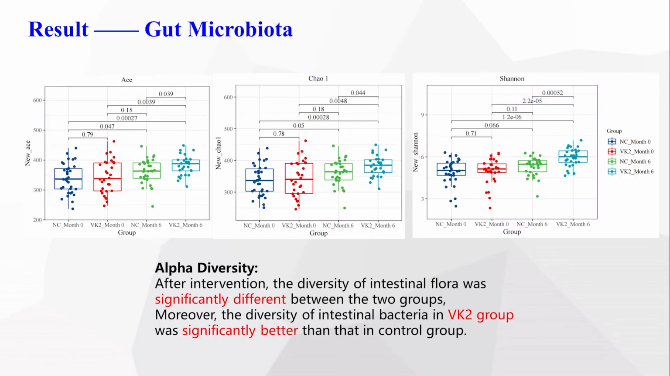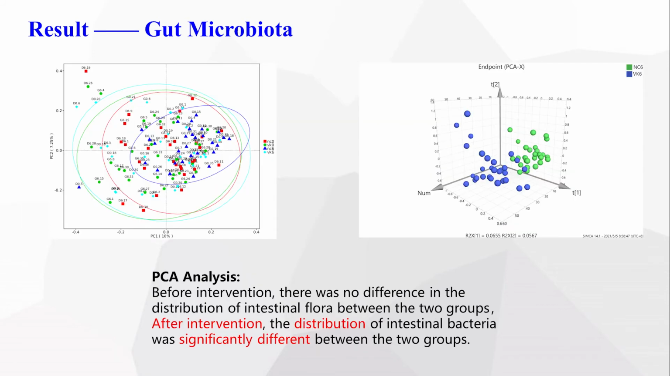Furthermore, through intestinal flora analysis, we found significant differences in the distribution and diversity of intestinal flora between the 2 groups after the intervention. The intestinal bacteria of vitamin K2 group was significantly more diverse than that of the control group. By PCA analysis, we found that there was no difference in terms of the distribution of intestinal flora between the 2 groups before the intervention. But after the intervention, a significant difference in the distribution of intestinal flora between the 2 groups was observed.